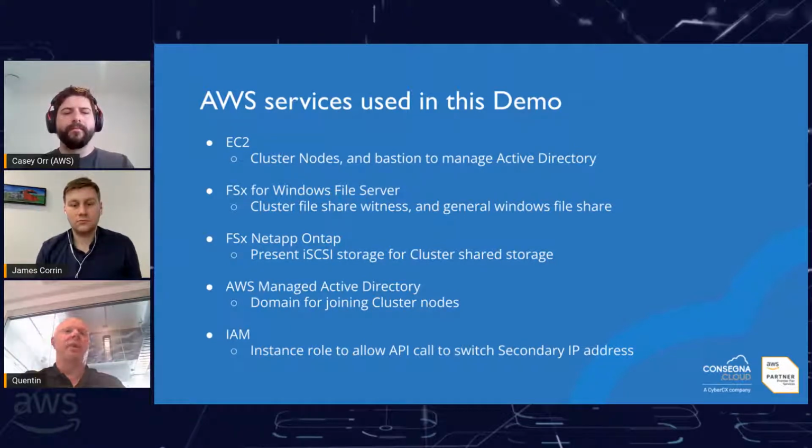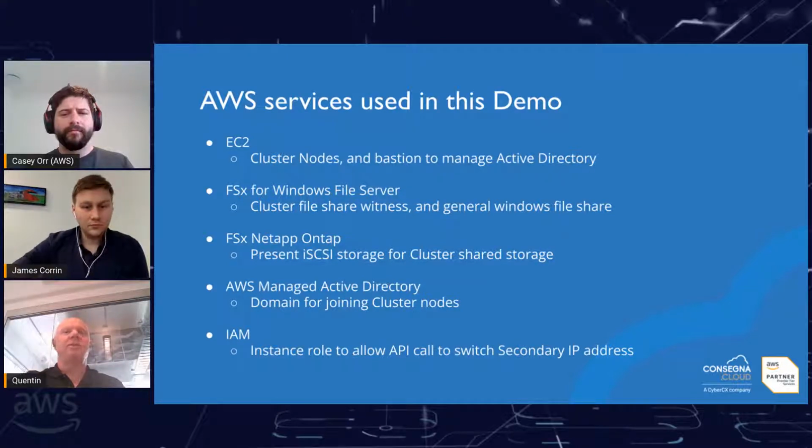We're running 2 flavors of FSX. The first one is FSX for Windows File Server, and that provides us with a couple of things. The first one, with regards to cluster, is it gives us a file share witness. So we don't need a third node as the witness to the cluster. We can use a file share. The other reasoning behind this is it gives us a nice, easy Windows file share that we can use anywhere else in the business without having to build and manage file servers. The other one is FSX NetApp ONTAP.